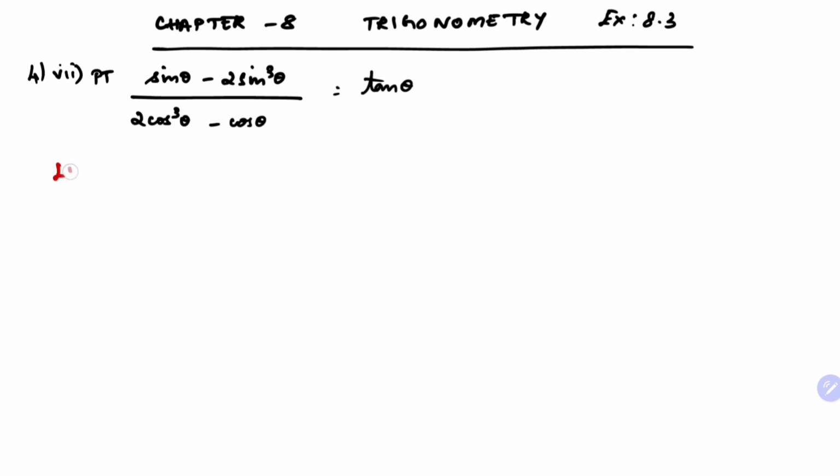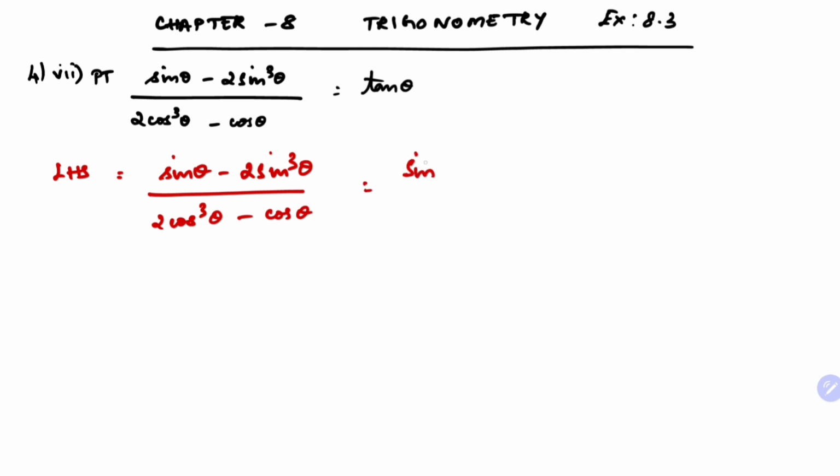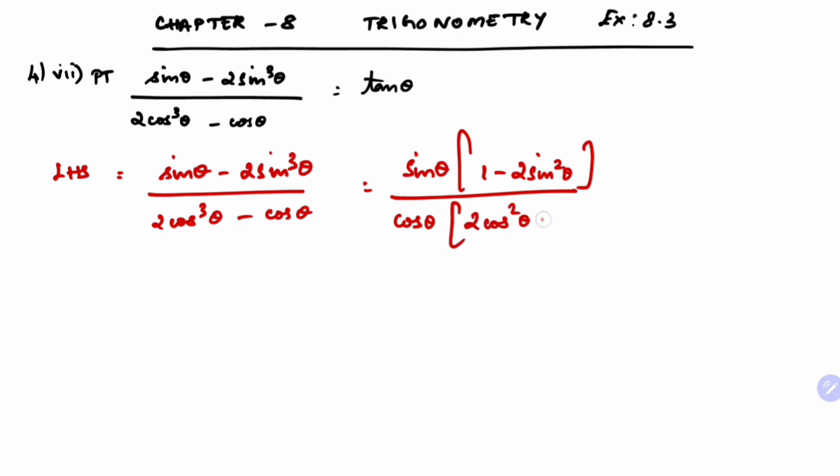Let us take LHS first. LHS is (sin theta minus 2 sin cube theta) divided by (2 cos cube theta minus cos theta). Let us take sin theta as common: sin theta (1 minus 2 sin square theta) divided by, from this we will take cos theta as common, cos theta (2 cos square theta minus 1). Sin theta by cos theta is tan theta.